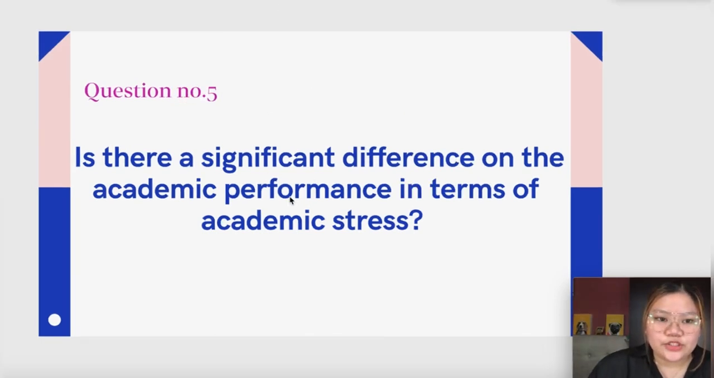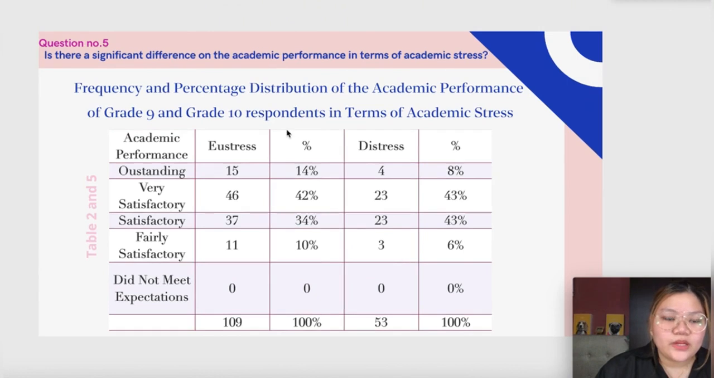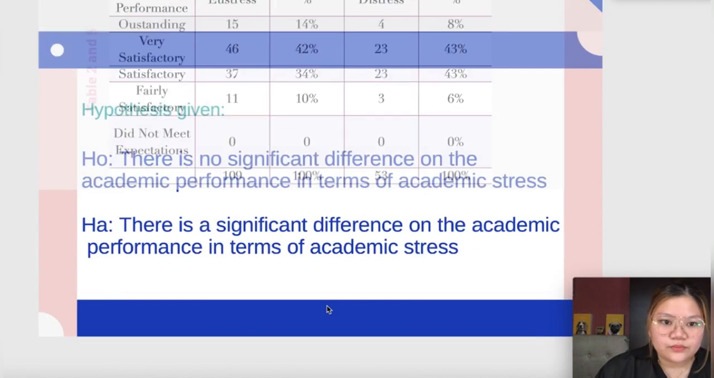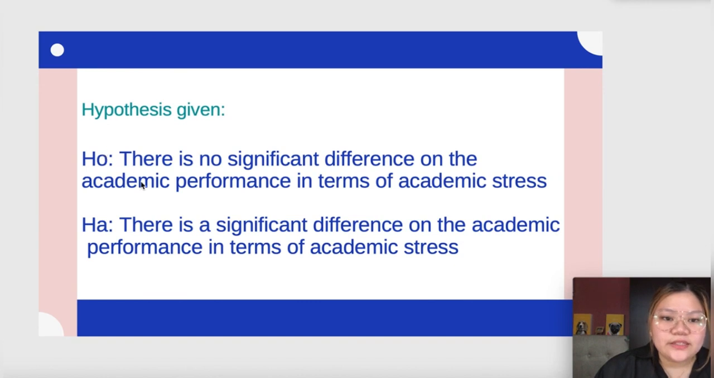For our last question, question number 5, is there a significant difference in the academic performance in terms of academic stress? For question number 5, we use tables 2 and 5, frequency and percentage distribution of the academic performance of Grade 9 and Grade 10 respondents in terms of academic stress. The null hypothesis is that there is no significant difference in the academic performance in terms of academic stress, while the alternative hypothesis is that there is a significant difference.